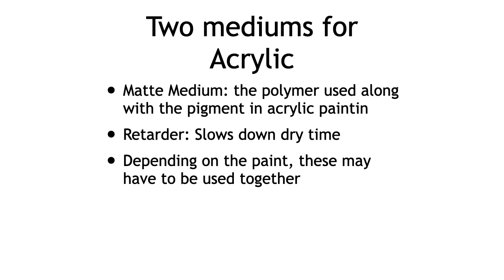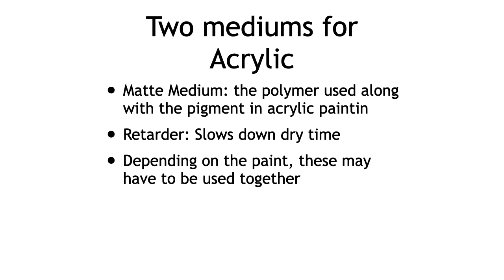And for acrylic, we're going to be using our matte medium and the retarder. We used the matte medium before. It's the polymer that is found in acrylic paint. The retarder is actually something that helps to slow down the dry time of the paint. So it's going to give you a little bit more time for blending and modeling the paint itself. We're not going to use that till the second layer. So if you haven't gotten the retarder yet, that gives you some time to get it together.